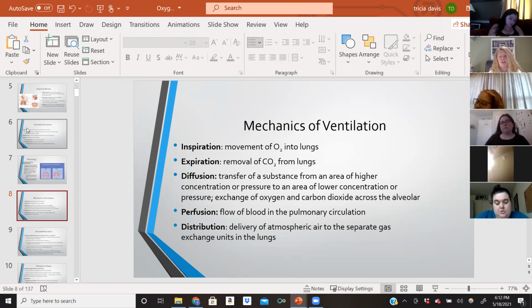Diffusion is the transfer of a substance from an area of higher concentration or pressure to an area of lower concentration or pressure. It's the exchange of oxygen and carbon dioxide across that alveolar area. Perfusion is the flow of blood in the pulmonary circulation that goes all around our body and perfuses all of our organs, delivers all that oxygen-rich blood. And then distribution is the delivery of that atmospheric air to the separate gas exchange units in the lungs.